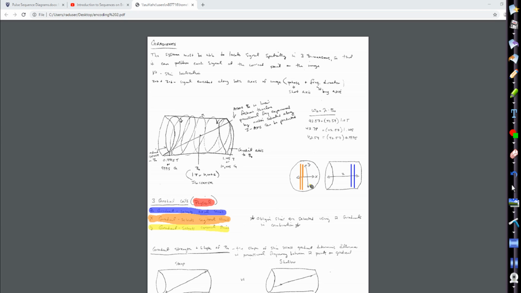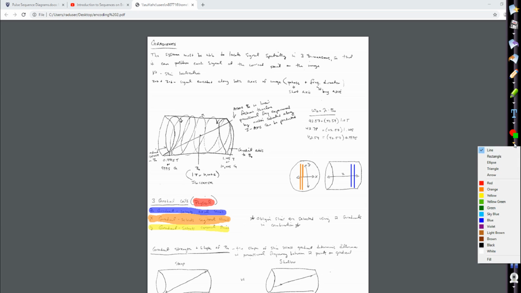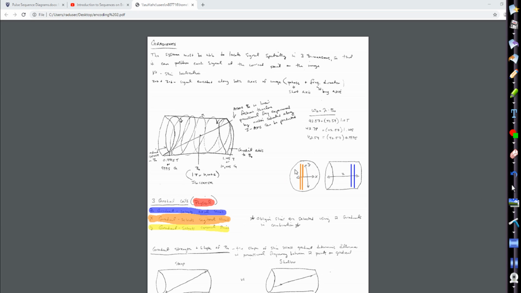So you can see here, A to P. And then you go 90 degrees from that, gives us our coronal slices. If we apply 2 gradients at the same time, it's going to give us an oblique slice.